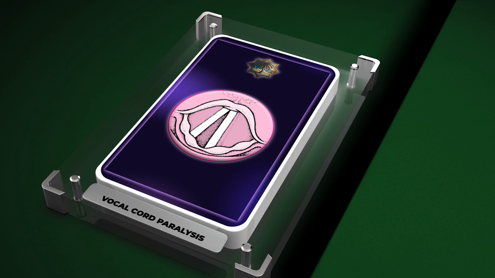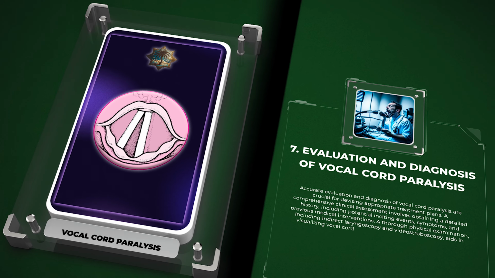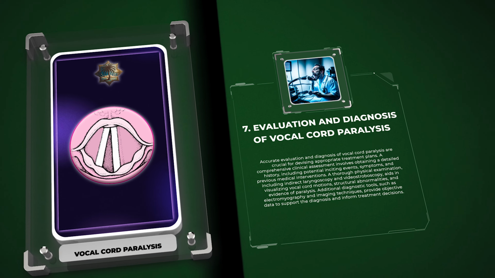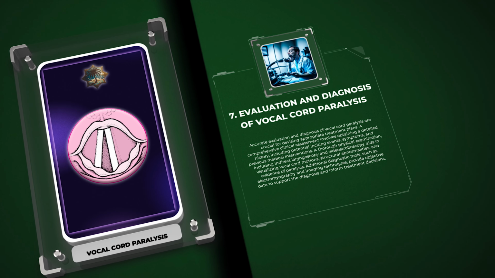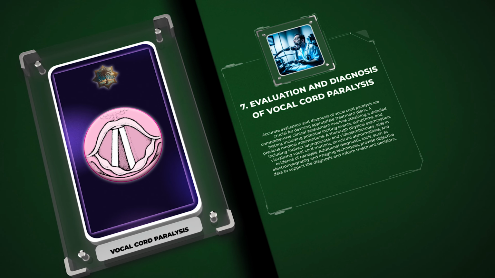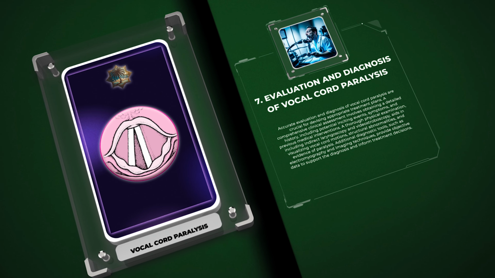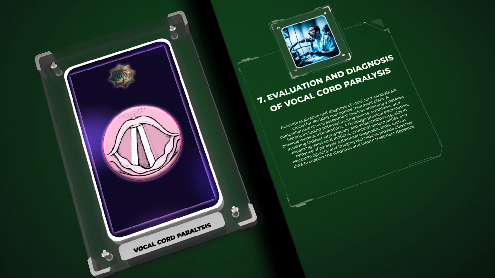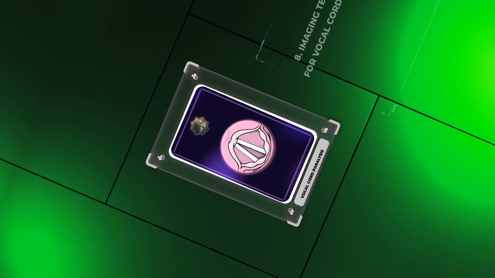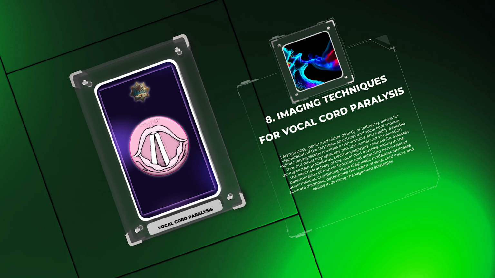Accurate evaluation and diagnosis of vocal cord paralysis are crucial for devising appropriate treatment plans. A comprehensive clinical assessment involves obtaining a detailed history, including potential inciting events, symptoms, and previous medical interventions. A thorough physical examination, including indirect laryngoscopy and videostroboscopy, aids in visualizing vocal cord motions, structural abnormalities, and evidence of paralysis. Additional diagnostic tools, such as electromyography and imaging techniques, provide objective data to support the diagnosis and inform treatment decisions.